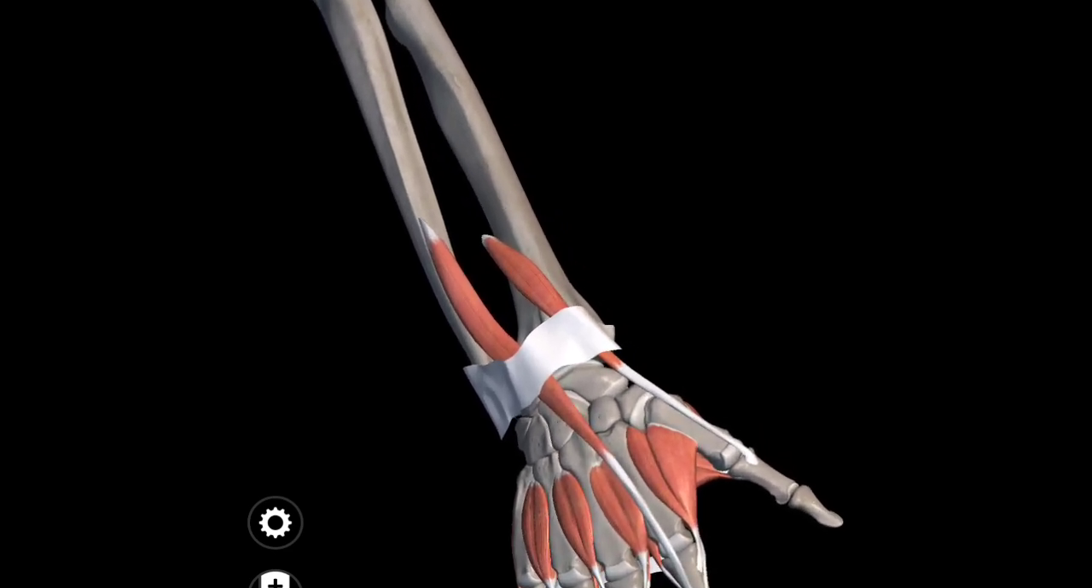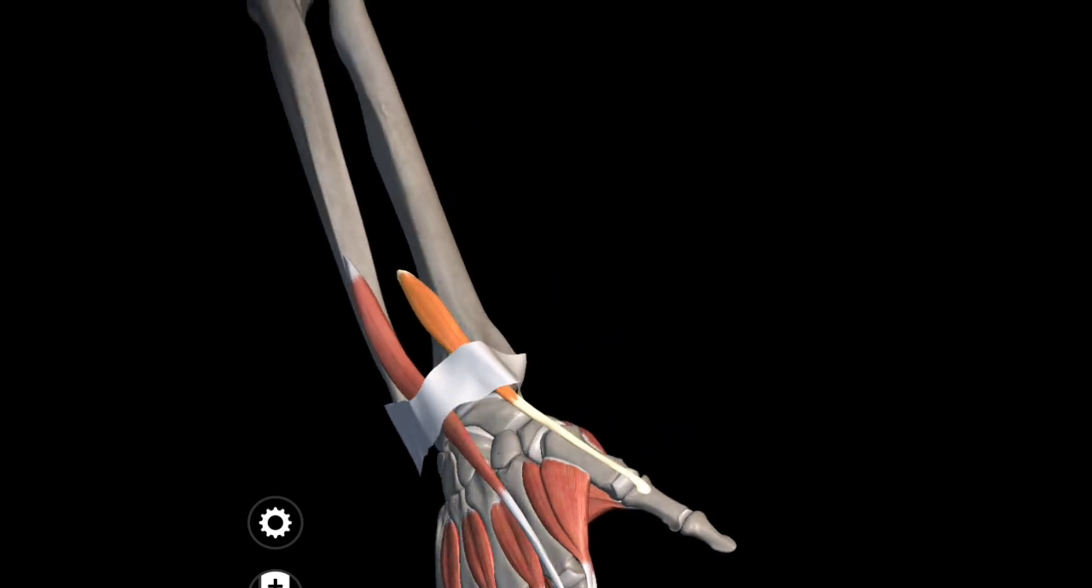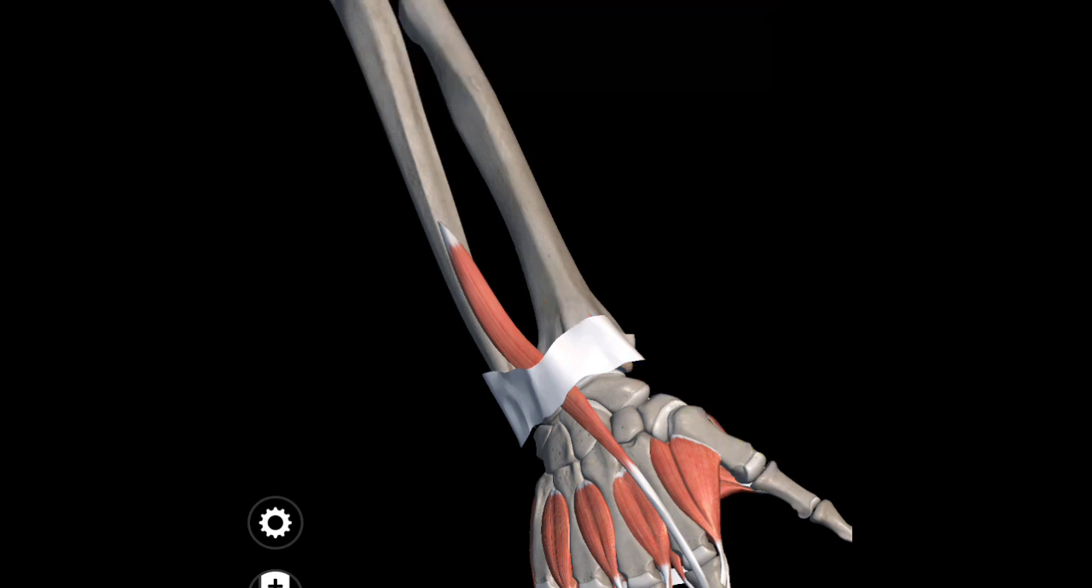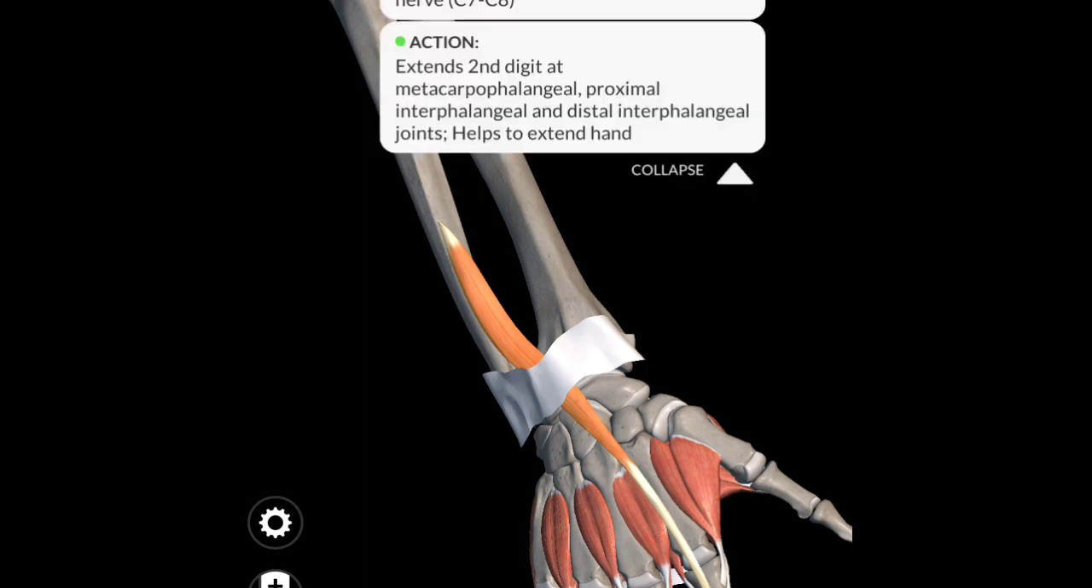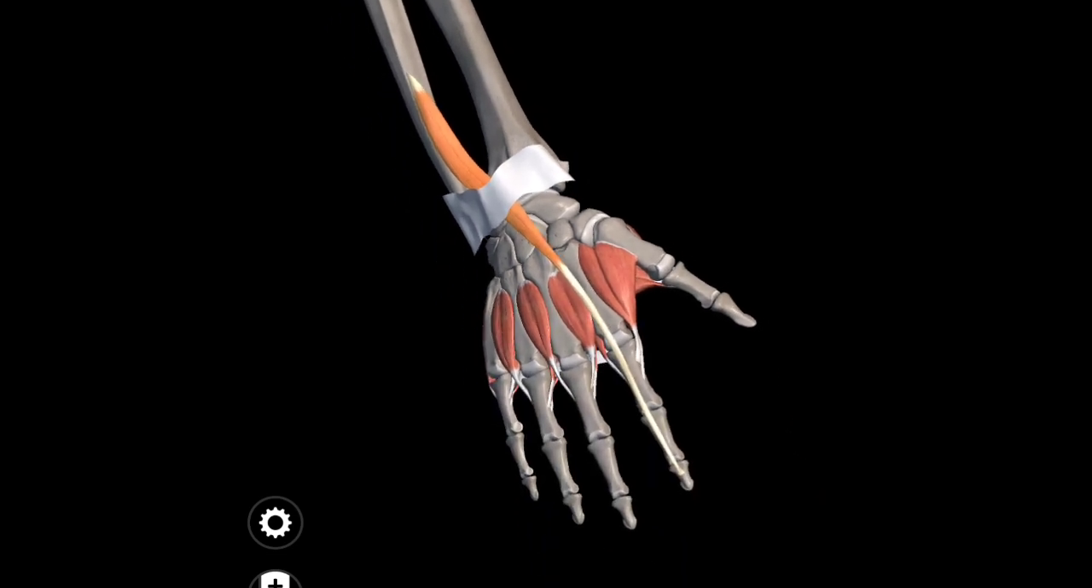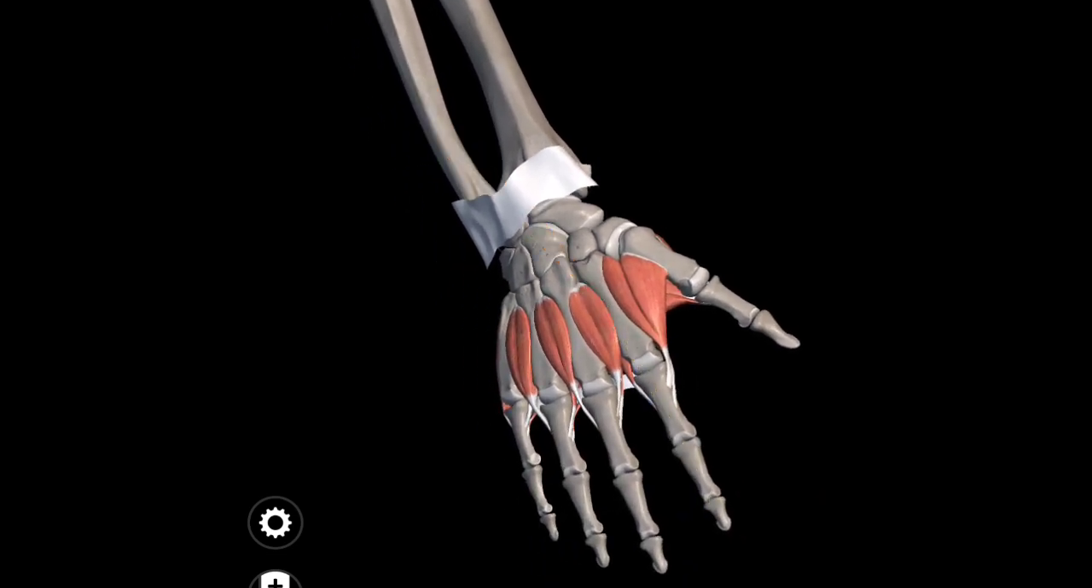So after that, there is the extensor pollicis brevis. This extensor pollicis brevis is supplied by the posterior branch of the radial nerve. Here you can see the extensor indicis, supplied by the posterior interosseous branch of the radial nerve.